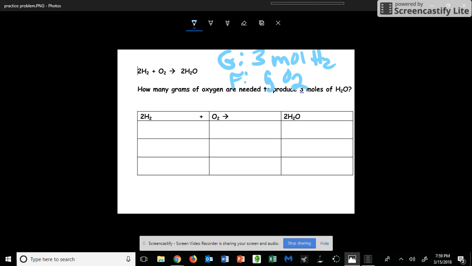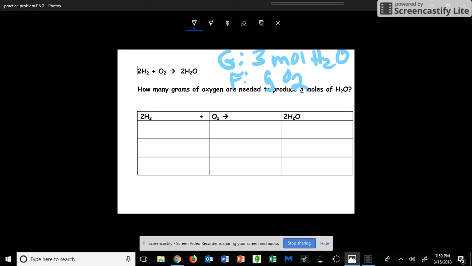The next thing you need to do is try to determine whether you need a BCA table or not. The way that you decide if you need a BCA table is if you're going from a different compound to a different compound, or are you going same compound to same compound. So when you look, we're going from water, which is a compound, to oxygen, which is an element. That is different to different. So since we're going from one compound or element to another compound or element, we do need a BCA table.